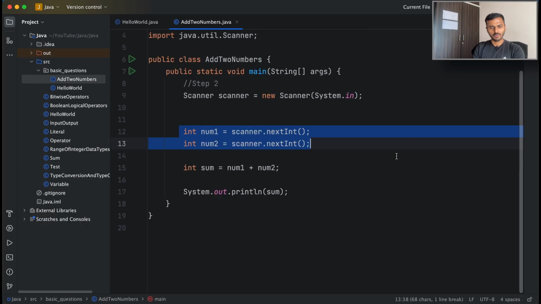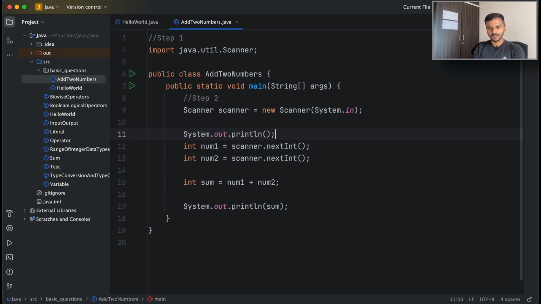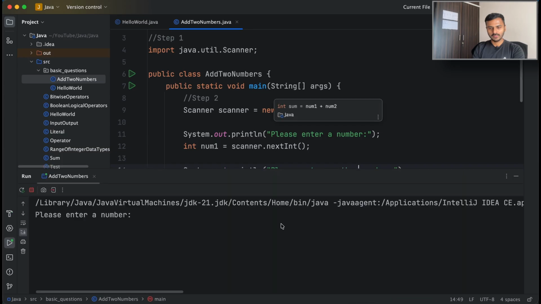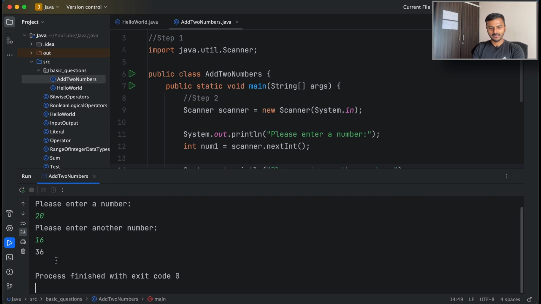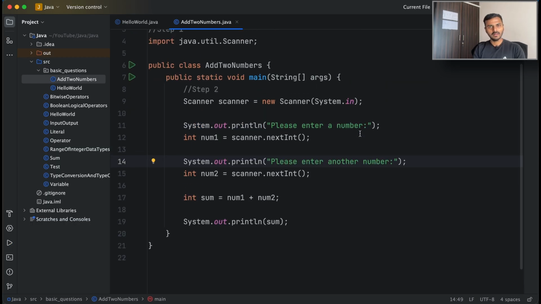So let's make it a little more interactive and let's say system.out.println, and over here we can say please enter a number. And then we can do the same thing for the second number. We can say please enter another number. And now if I run the code, this will say please enter a number. We will put say 20 and then it will ask for another number. We'll say maybe 16. And if I hit enter, I get 36. So this is how we can take two numbers as an input and add them.